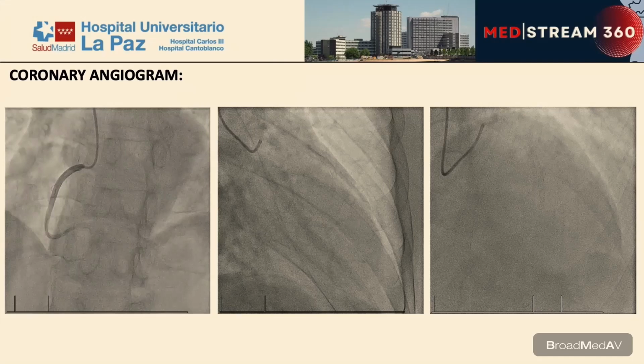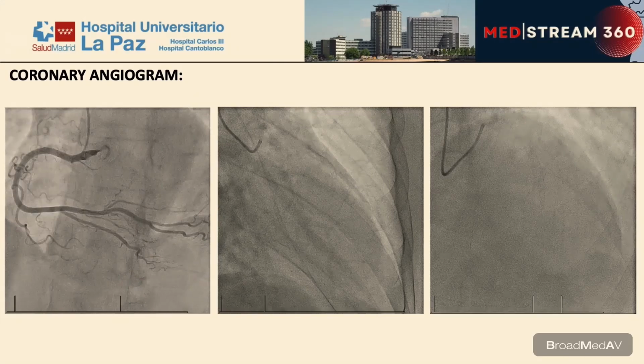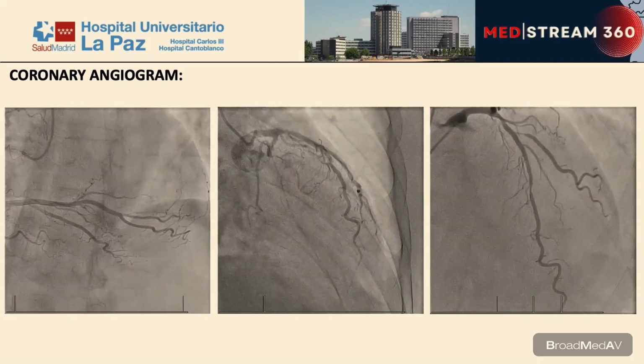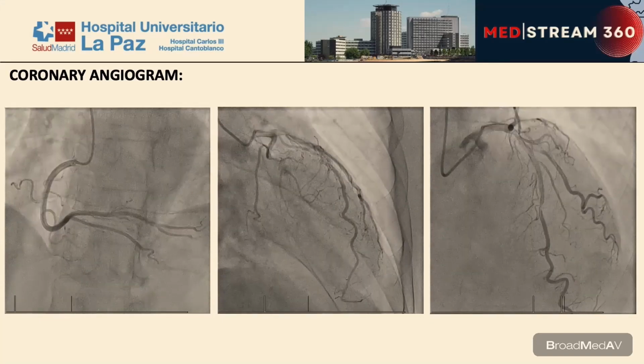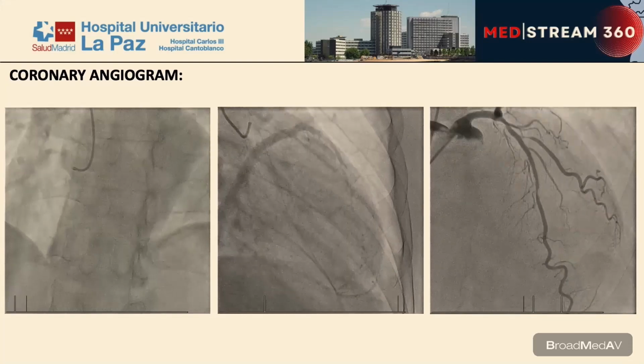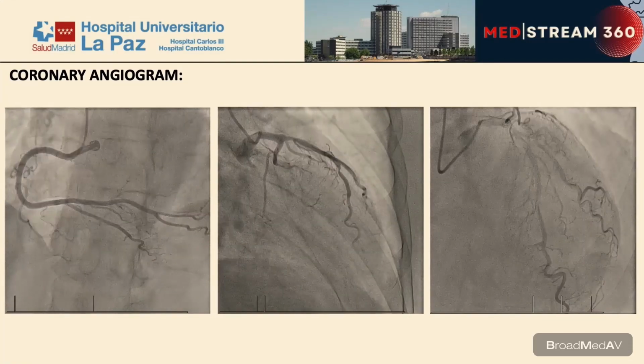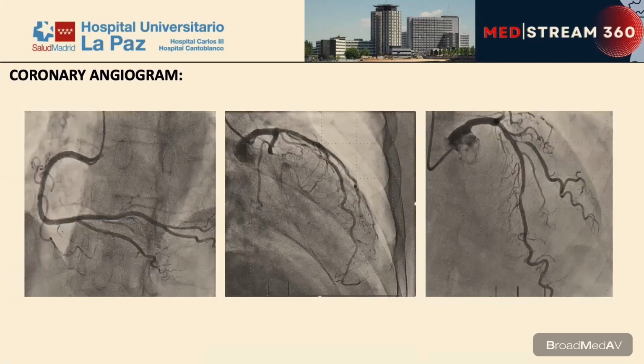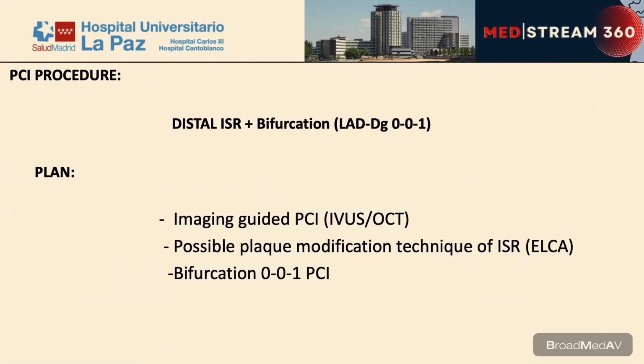And you will see the angio. We have the right coronary artery with no lesions, occlusion in the circumflex, and we can see two lesions, one distal in the LAD and another one in the proximal first diagonal branch. So this is the plan and the procedure.